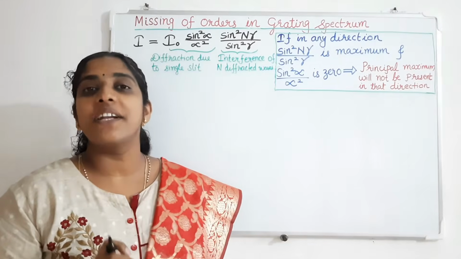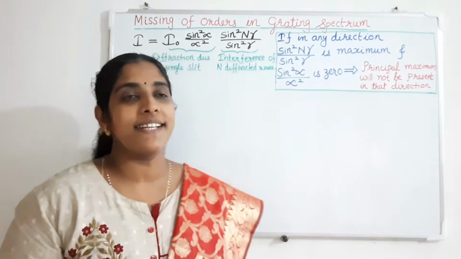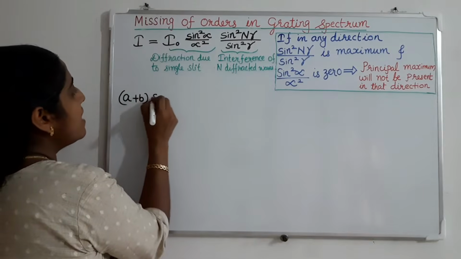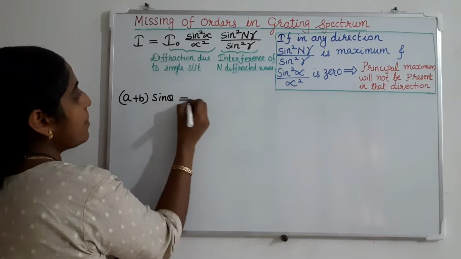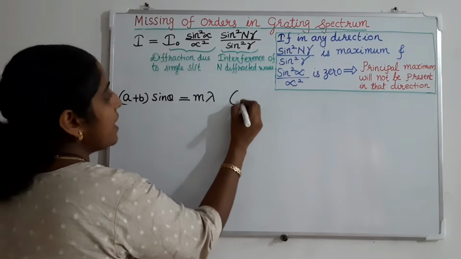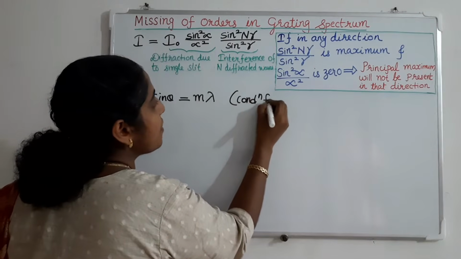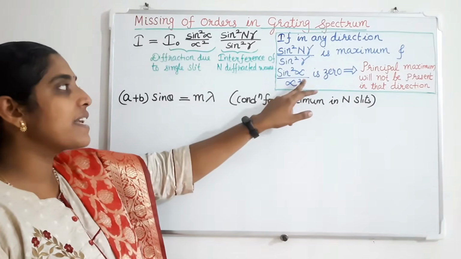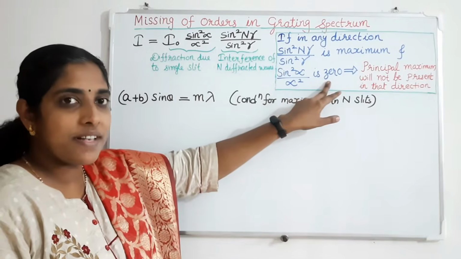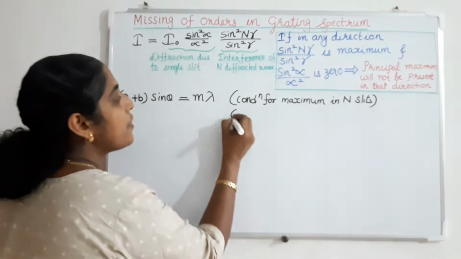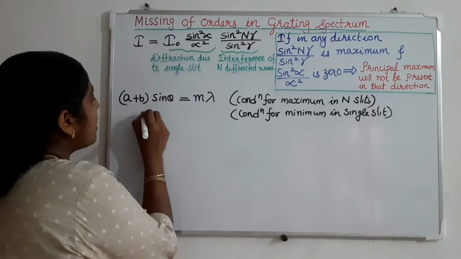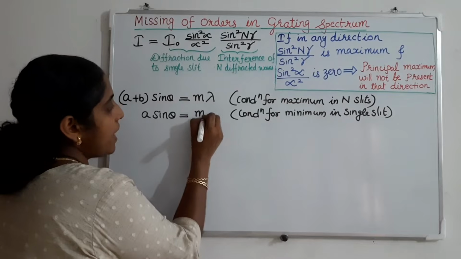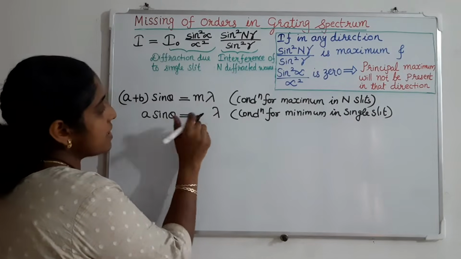First we can write the condition of maximum from n slits, that is the grating equation. What is the grating equation? d sin theta is equal to m lambda, that is (a plus b) sin theta is equal to m lambda. It is the condition for maximum from n slits. Then in the same direction, if the single slit diffraction effect is 0, that is the condition for minimum in single slit. The condition for minimum in single slit is a sin theta is equal to n lambda. Here we use another integer n.